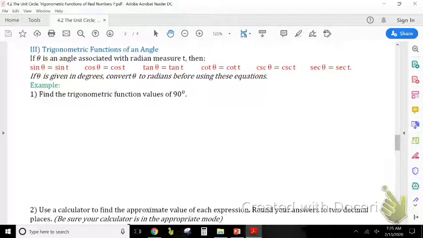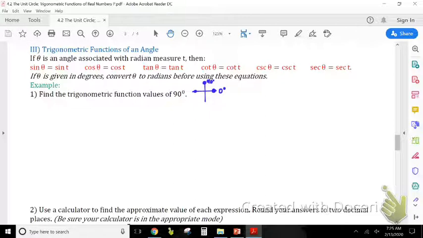So we want to know the trig function values of 90 degrees. Well, what is that ordered pair for 90 degrees? Do you remember? Where is 90 degrees? Is it here on the right? What is that? I just put a dot. That's 0 degrees. So it's just up. What is it up here at the top? Pi over 2. It's 90 degrees, which is pi over 2.